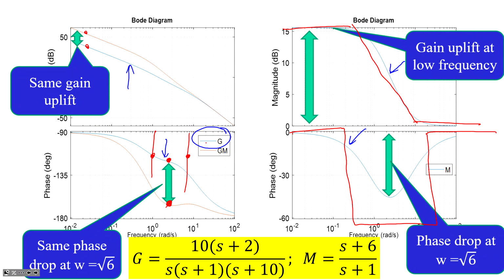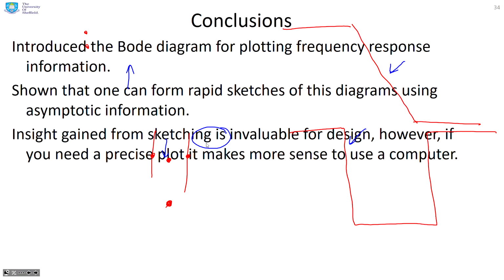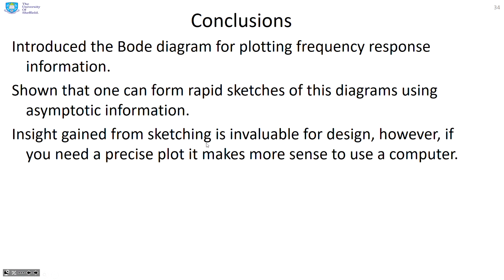So, some summary. We've introduced the Bode diagram for plotting frequency response information and shown that you can form rapid sketches of these diagrams using asymptotic information. And the insight gained from sketching is invaluable for design because without a precise plot, you can still see roughly where you want your pole and zero to be in your compensator and what magnitudes you need.